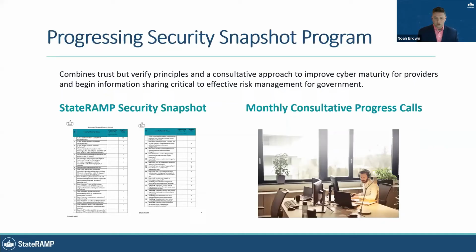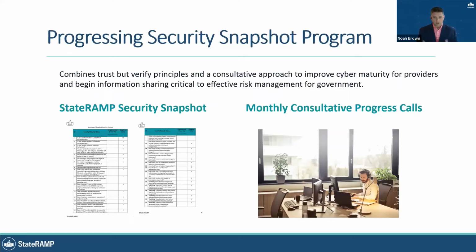So the Progressing Security Snapshot program is the next step beyond our initial security snapshot. The idea is, trust but verify, and we also want to help the providers improve what they're doing. We want them to increase their score and continue to work towards becoming StateRAMP ready and eventually StateRAMP authorized. The idea behind this program is we want to be able to show state government and the service provider the benefit of working with the PMO.